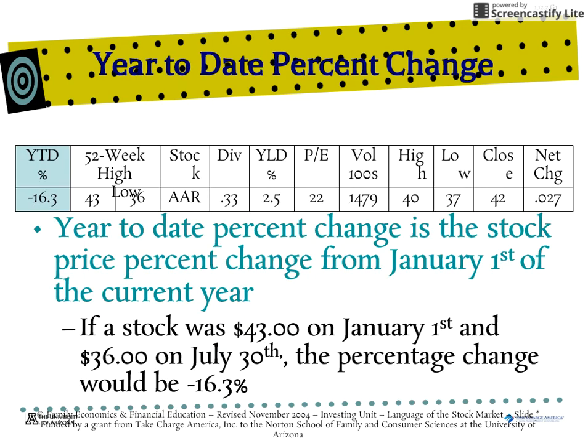So starting with the first box there, the YTD, this is your year-to-date percentage change. Year-to-date percentage change is the stock price percent change from January 1st of the current year. If a stock was $43 on January 1st and $36 on July 30th, that means there was a change of negative 16.3%.